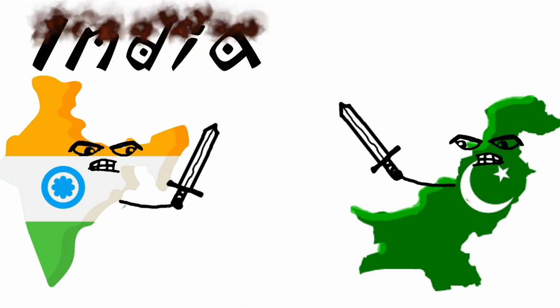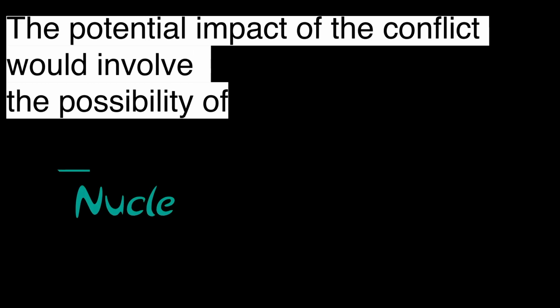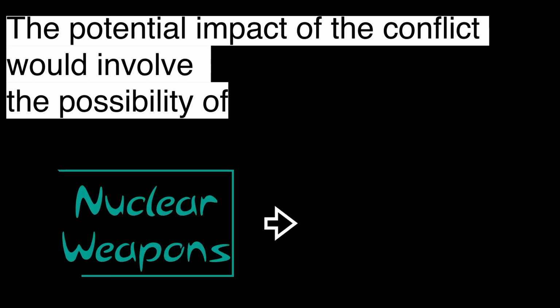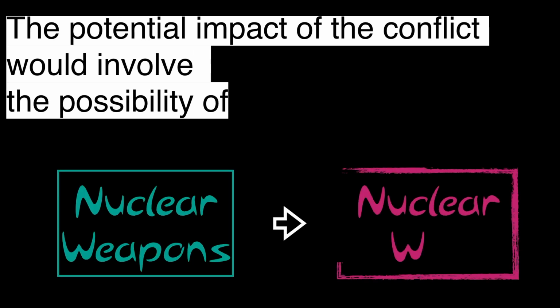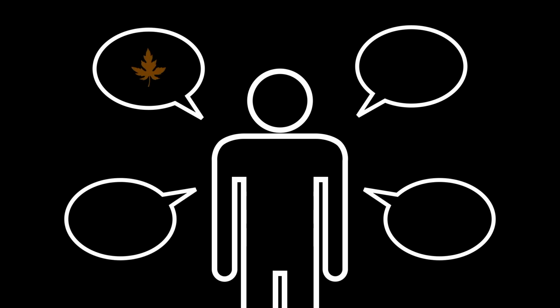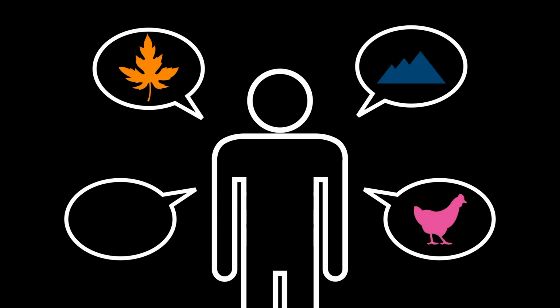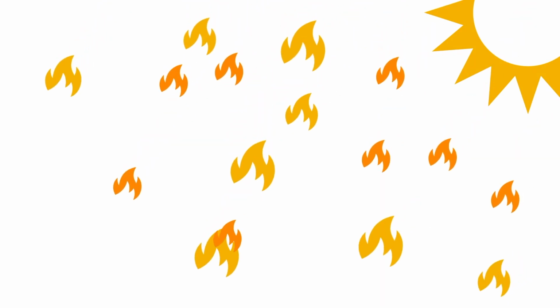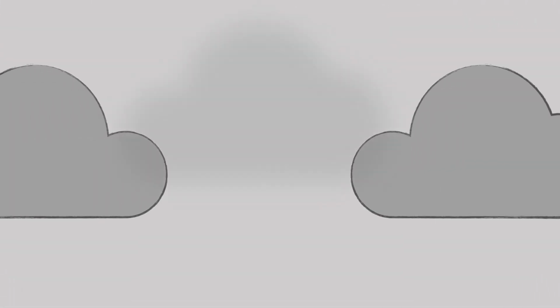What is the potential impact of this conflict on the world? The potential impact of the conflict would involve the possibility of nuclear weapons creating a nuclear war. Nuclear war would not only impact human life, but scientists believe that these weapons would have a large impact on the world's environment. Nuclear explosions could start firestorms that send tons of smoke into the atmosphere.